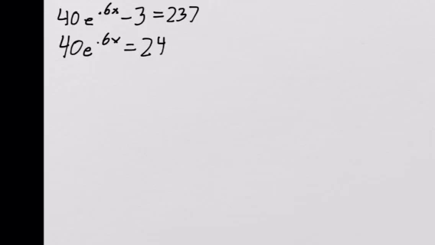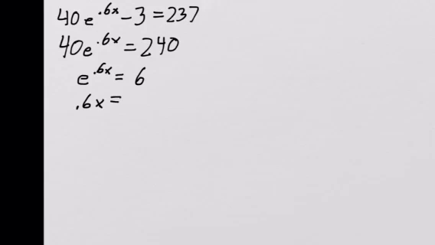Giving me 40e^(0.6x) is equal to 240. I can now divide both sides by 40. Get e^(0.6x) is equal to 6. I can now go ahead and take the natural log of both sides of this equation, or you can think of it as applying the definition of the logarithm.